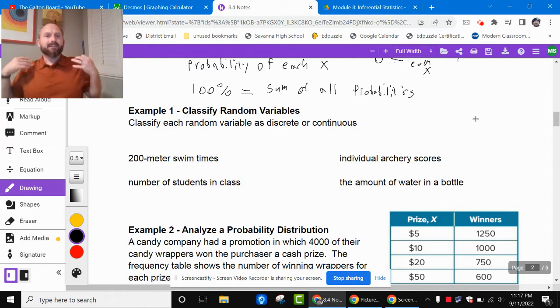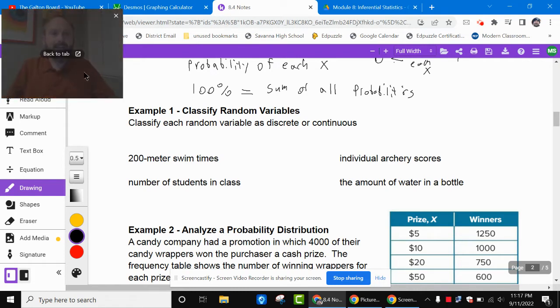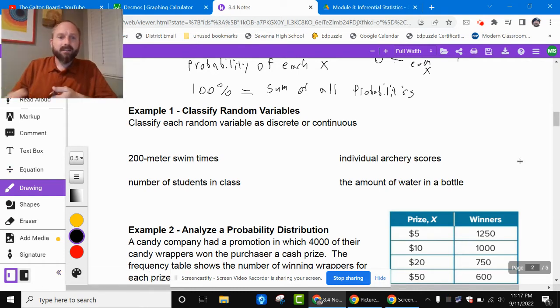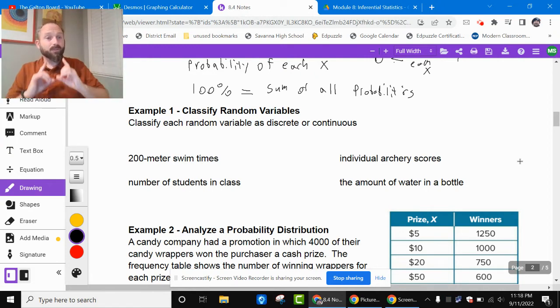So we have to classify some random variables right here, okay, guys? So first up, 200-meter swim times. I want you to think about this. Before we put it in, I want you to think about it. Is it counting, or can you have some sort of continuous information? Like, hey, it can be in between 2 and 3, or 2.5 and 3. It can be in between. Is that possible? Yes or no? So 200-meter swim times on a swim team, individual archery scores, the number of students in a classroom, the amount of water in a bottle.